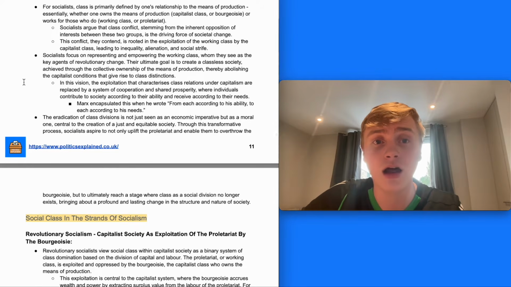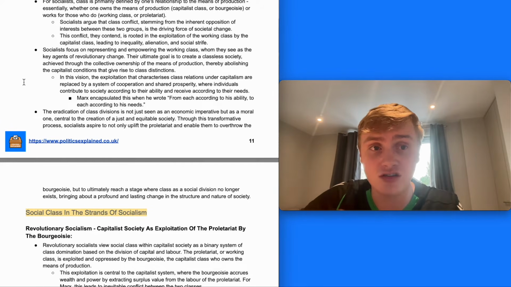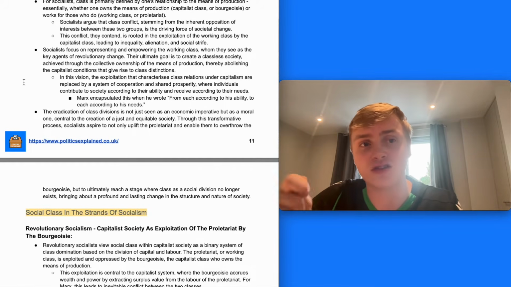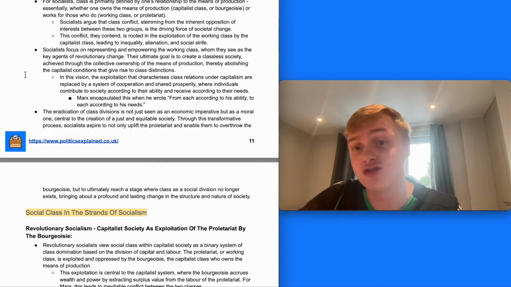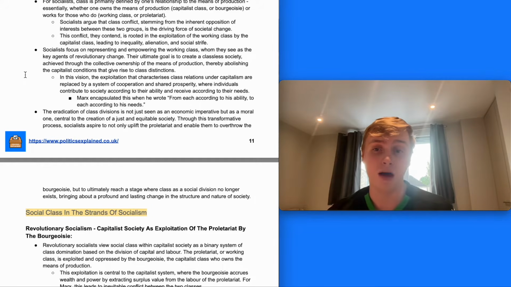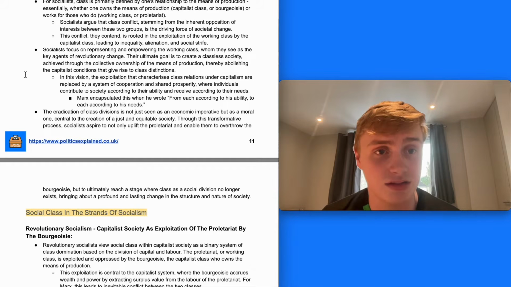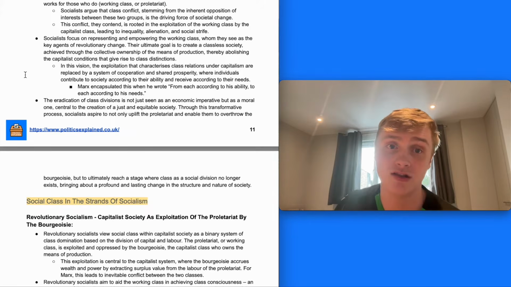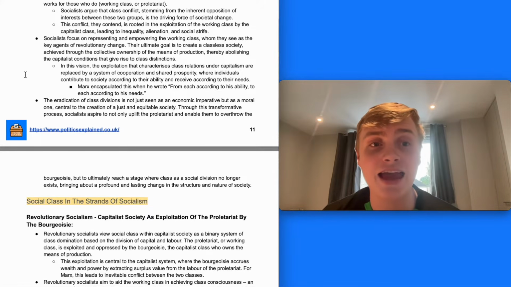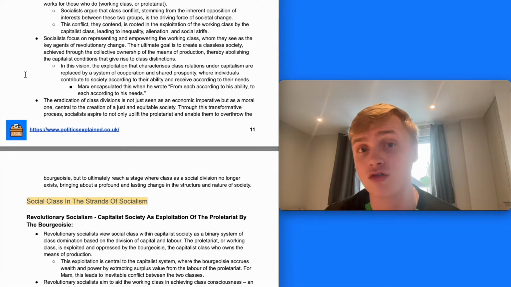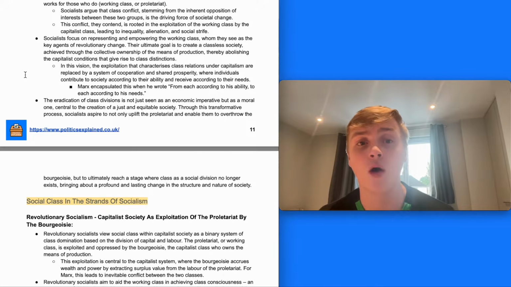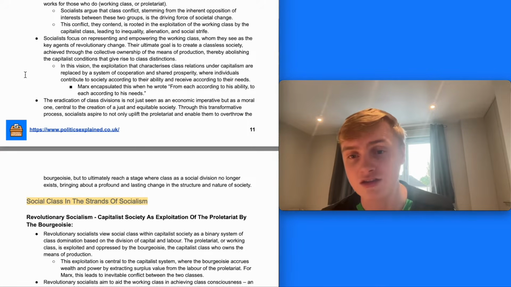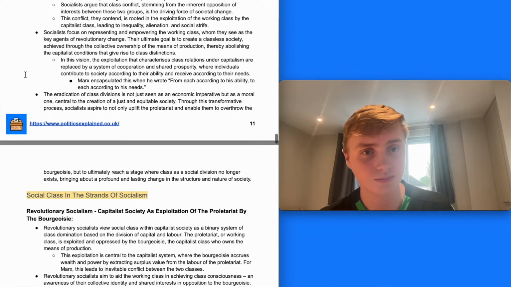And socialists argue that class conflict, stemming from the inherent opposition of interest between these two groups, is the driving force of societal change, and ultimately results in revolution by the proletariat and the removal of capitalism. Socialists focus on representing and empowering the working class, the proletariat, who they see as the key agents of revolutionary change. So their ultimate goal is to create a classless society, achieved through collective ownership of the means of production, therefore abolishing the capitalist conditions that give rise to social class distinctions.